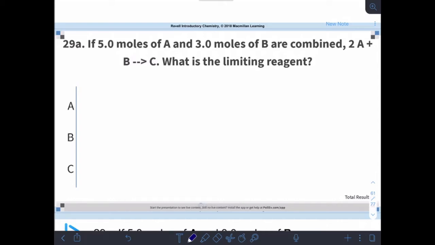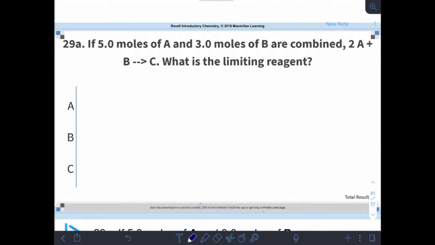All right, picking up where we left off, as I always seem to be starting the videos with that phrase, is question 29a. If 5 moles of A and 3 moles of B are combined in the following equation, 2A plus B makes C, what is the limiting reagent?